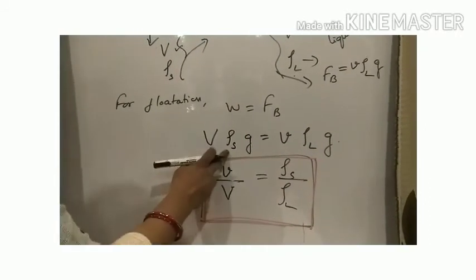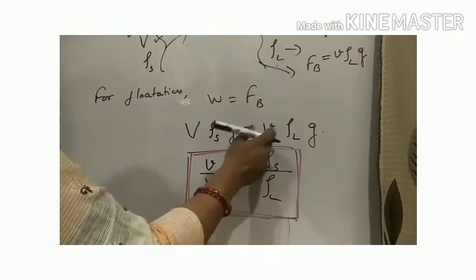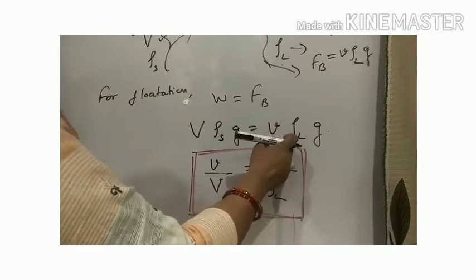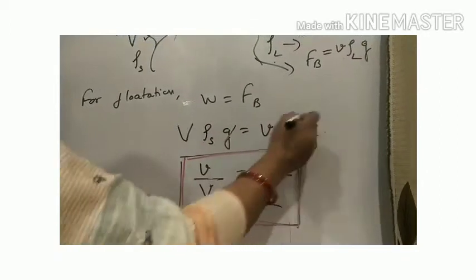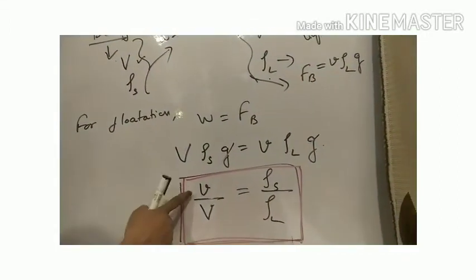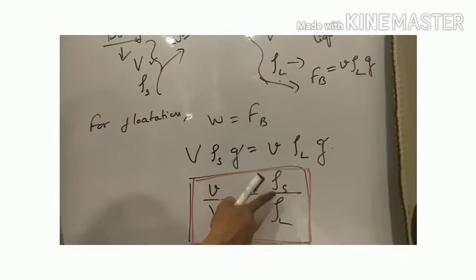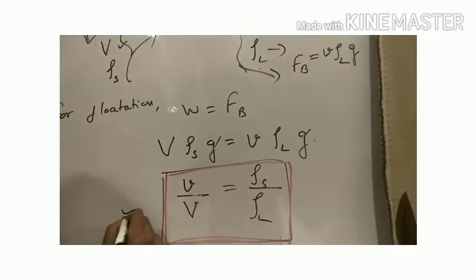So V rho S g equals v rho L g. The g cancels out, and we have the relation v/V = rho S / rho L, that is, the volume of the liquid displaced over the volume of the body equals the density of the body over the density of the liquid. There are a few numericals on this formula.